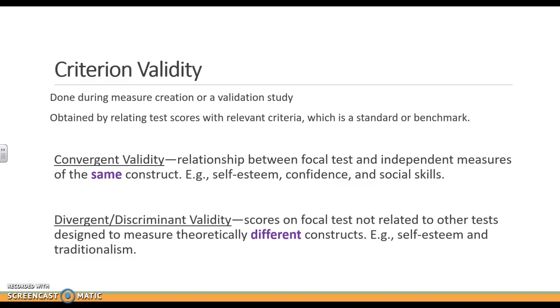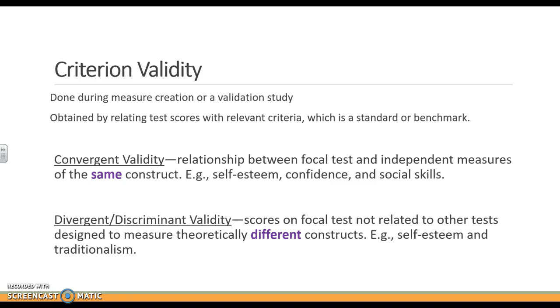So if I am trying to create a new measure of anxiety that is geared for high school students, I could use an existing scale of anxiety for adults to say, okay, if my scale converges, is highly correlated with this existing scale that has been established that it's about anxiety, then that means mine is also about anxiety. So you're just kind of trying to confirm that your construct is measuring what you think it is. And the opposite with divergence.